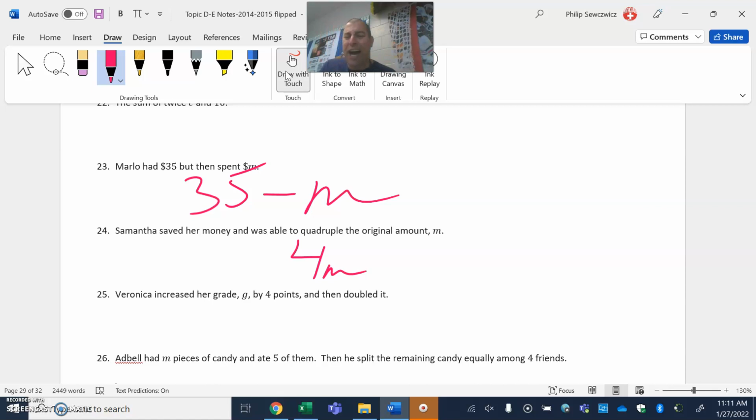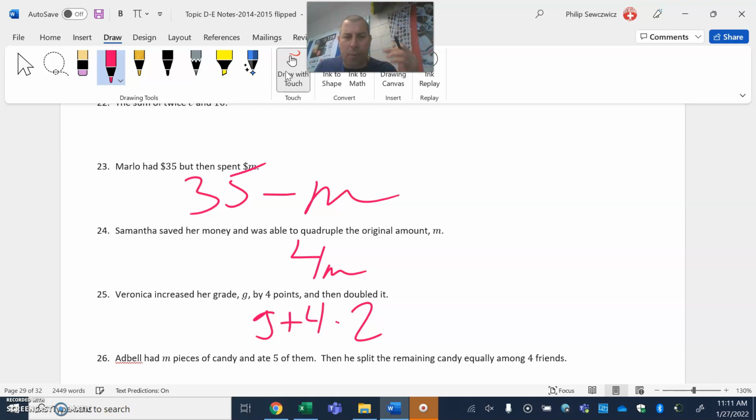Let's go to question 25. We got Veronica here. She increased her grade G, so we're calling the grade G, by 4 points, and then doubled it. So we need to increase it by 4, so we are going to add on 4. And I want to double it, which would mean to multiply it by 2. Now here's the thing. If I just do this, it's not going to work.